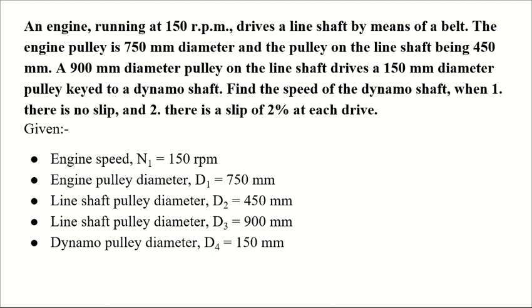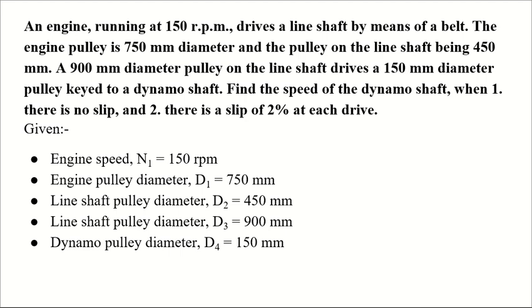An engine running at 150 rpm drives a line shaft by means of a belt. The engine pulley is 750 mm diameter and the pulley on the line shaft is 450 mm. A 900 mm diameter pulley on the line shaft drives a 150 mm diameter pulley keyed to a dynamo shaft. Find the speed of the dynamo shaft when 1, there is no slip and 2, there is slip of 2% at each drive.